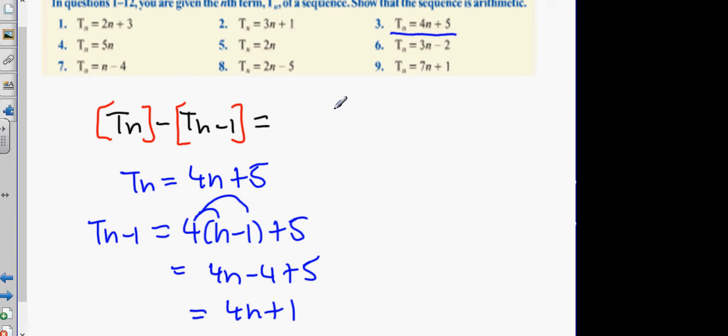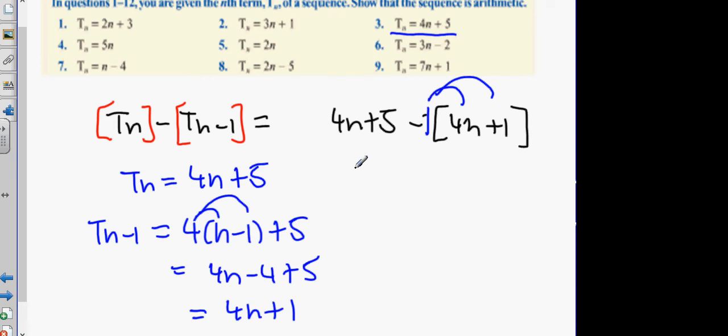So what we get is 4n plus 5 minus 4n plus 1. When you multiply it in, please remember that the minus sign exists here, so you have to multiply both terms by minus 1. So you get 4n plus 5 minus 4n minus 4. What we're going to get next is the 4n's will cancel. 5 minus 4 is 1. The common difference is 1.